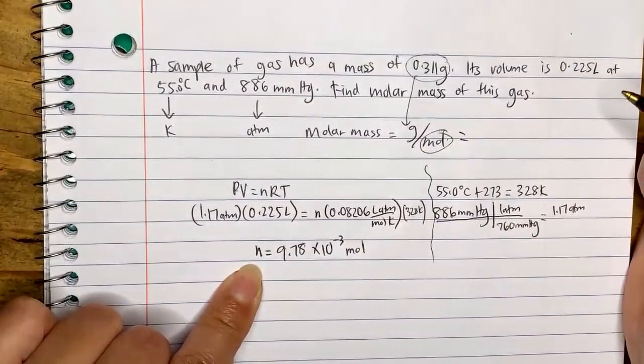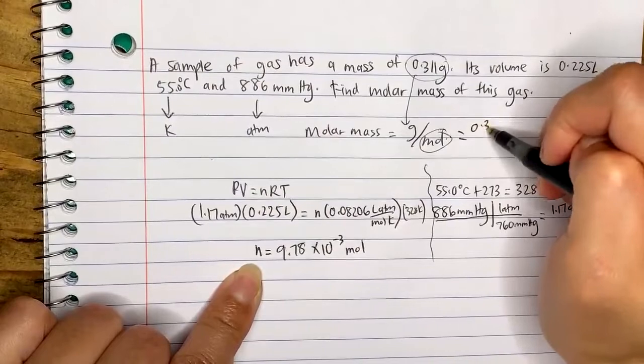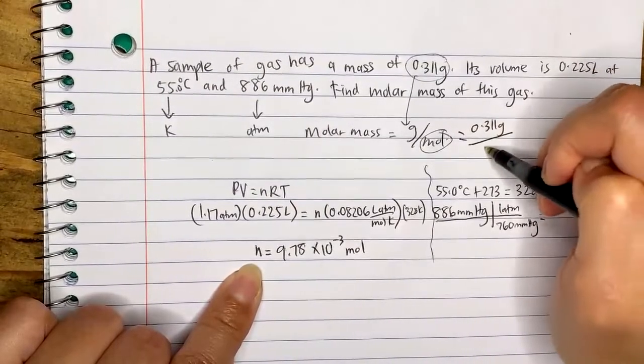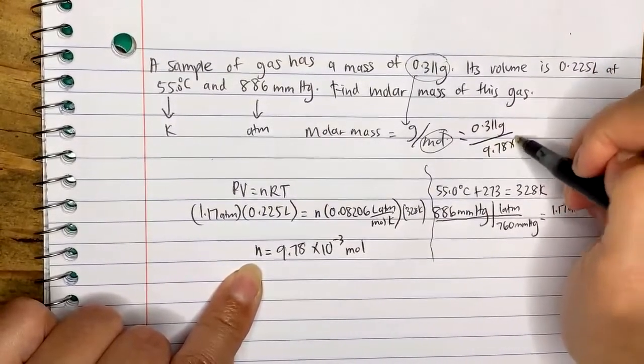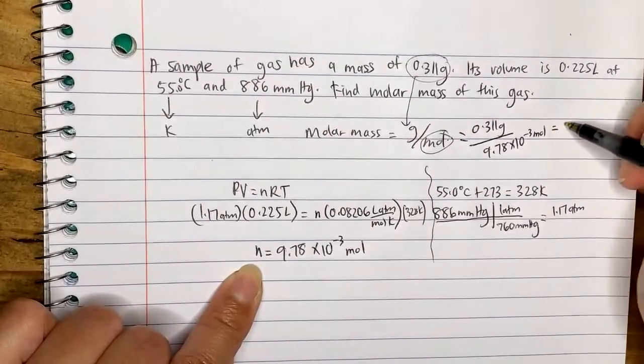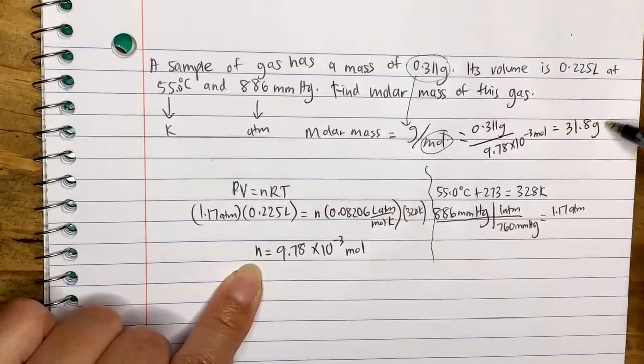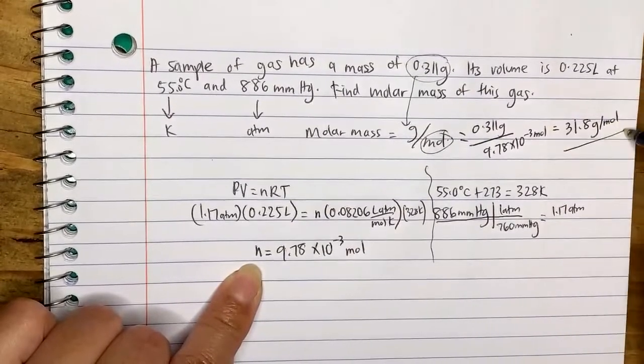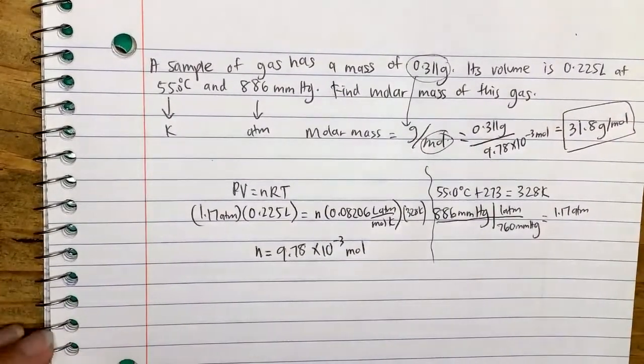So our molar mass will be 0.311 grams divided by 9.78 times 10 to the minus 3 moles, which will give us a molar mass of 31.8 grams per mole. That will be our answer right there.